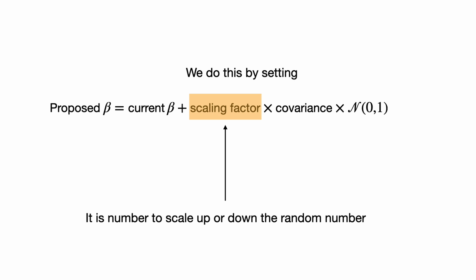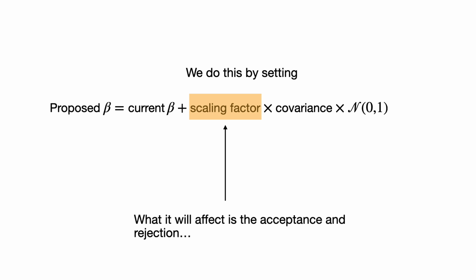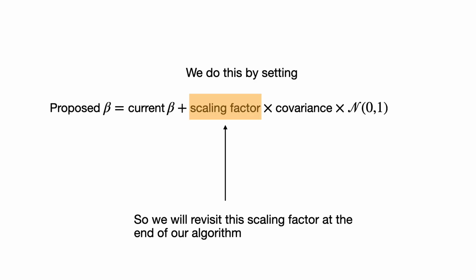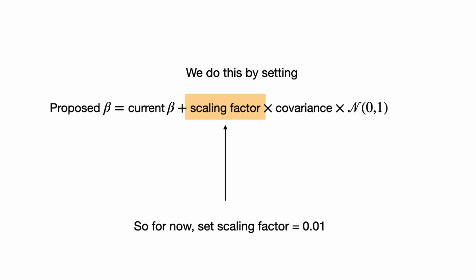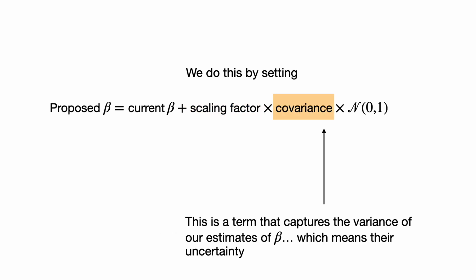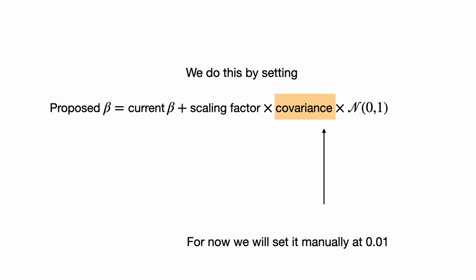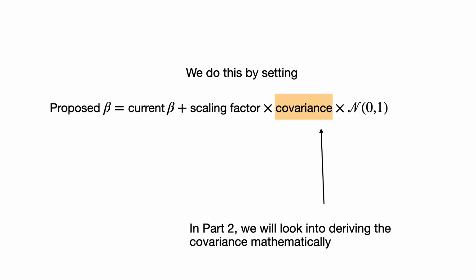Scaling factor is a number that scales up or down the random number. What it will affect is the acceptance and rejection, which we will see in step 8 and step 9. So we will revisit this scaling factor at the end of our algorithm. For now, set scaling factor to be 0.01. Covariance is a term that captures the variance of our estimates of beta, which means their uncertainty. Or if you are estimating more than one parameter, this term also captures the covariance between the different parameter estimates. For now, we will set it manually at 0.01. In part 2, we will look into deriving the covariance mathematically.